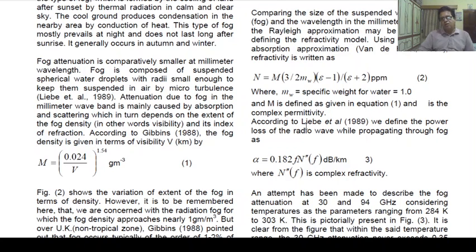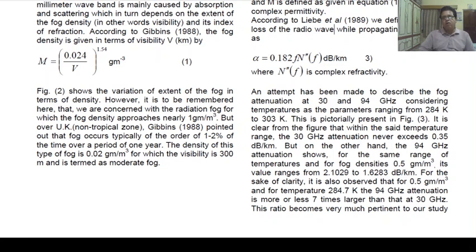According to Liebe et al., we define the power loss of the radio wave while propagating through the fog. What is the power loss of the radio wave if radio waves propagate through the fog? Alpha equal to 0.182 f N double dash of f, dB per kilometer, that is decibel per kilometer, where N double dash f is the complex refractivity.